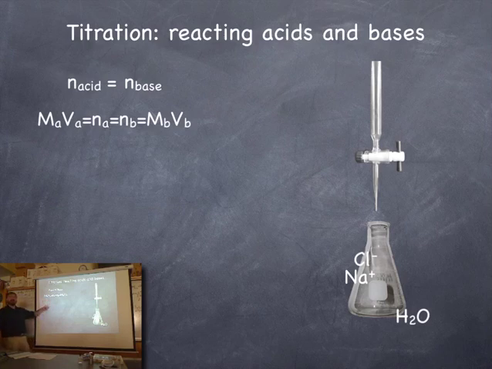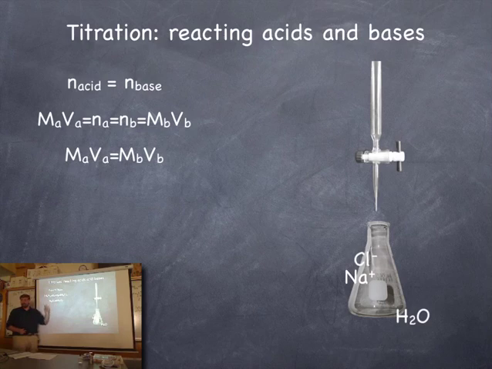Here's the trick. Okay? Molarity of acid times volume of acid equals moles of acid. Moles of acid equals moles of base at this special equivalence point, at the end point of our titration. Which means that moles of base times volume of base equals moles of acid times volume of acid. If you're doing any kind of acid-base reaction, typically titration type problems, molarity of acid times volume of acid equals molarity of base times volume of base. This equation is on the useful equation sheet.